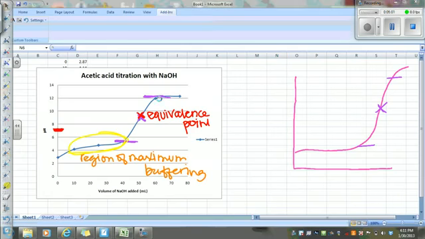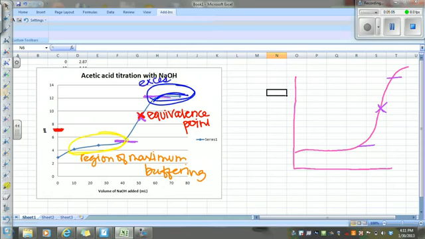The other thing to notice here is this point, where it starts to level off at the top of the curve. That's where you've got excess base. And so at that point, you're not going to see a lot of change in pH. It's just going to level off slightly. So those are the important parts of the curve that you want to notice.